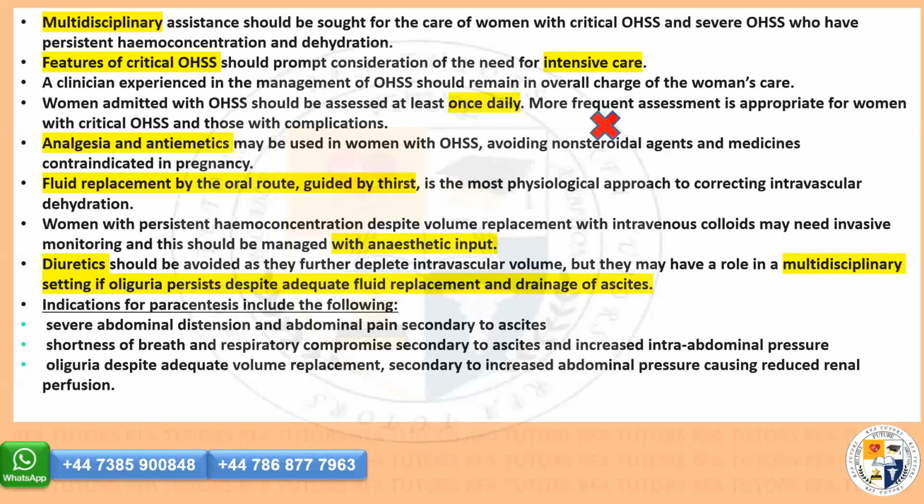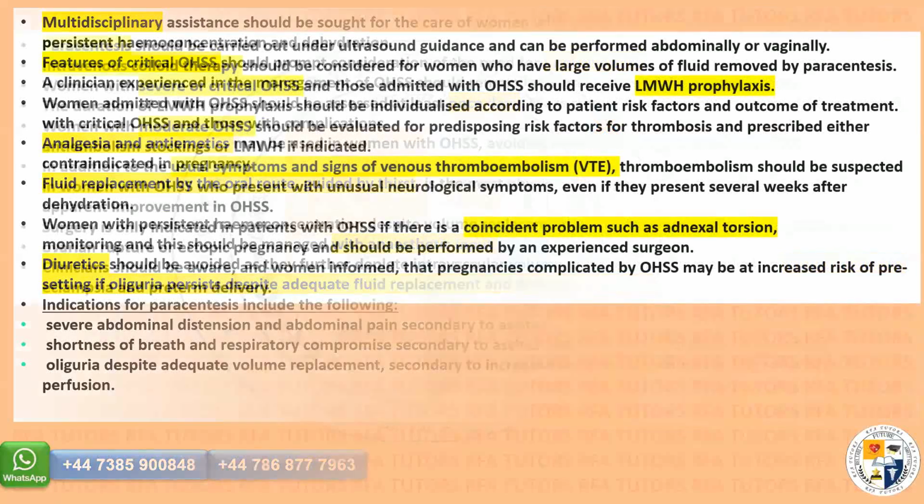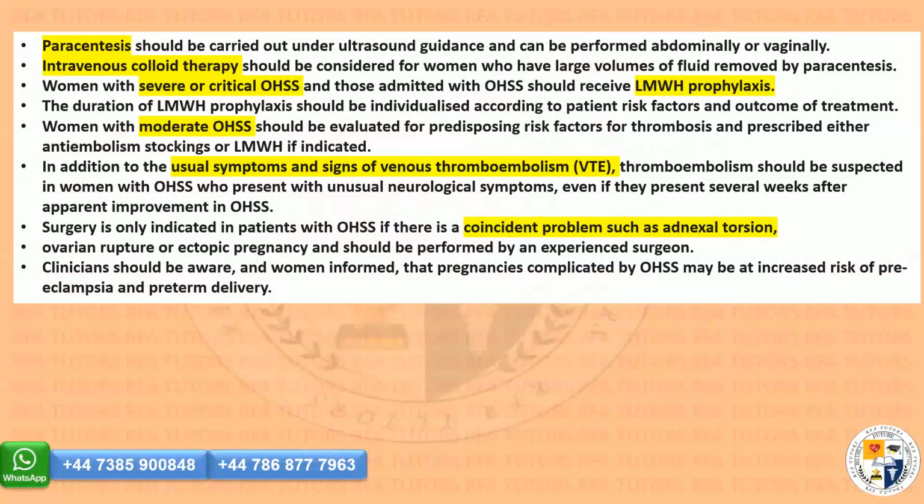And paracentesis is required if she has severe abdominal distension, shortness of breath, respiratory compromise secondary to the ascites and increased intra-abdominal pressure, or if there is oliguria despite adequate volume replacement. Then we need to take a decision of paracentesis. The recommendations state that paracentesis should be ultrasound guided. And if more fluid is removed, intravenous colloid therapy should be given. Women with severe and critical OHSS should be given low molecular weight heparin. I find it an important point as a student while reading, so I've highlighted it for myself.